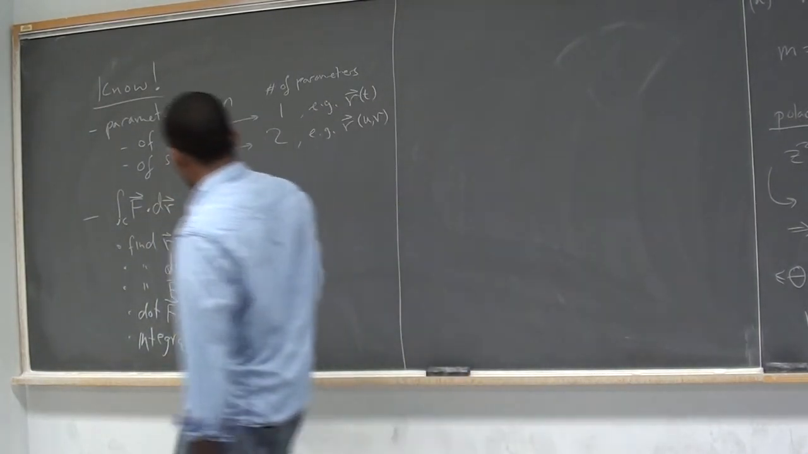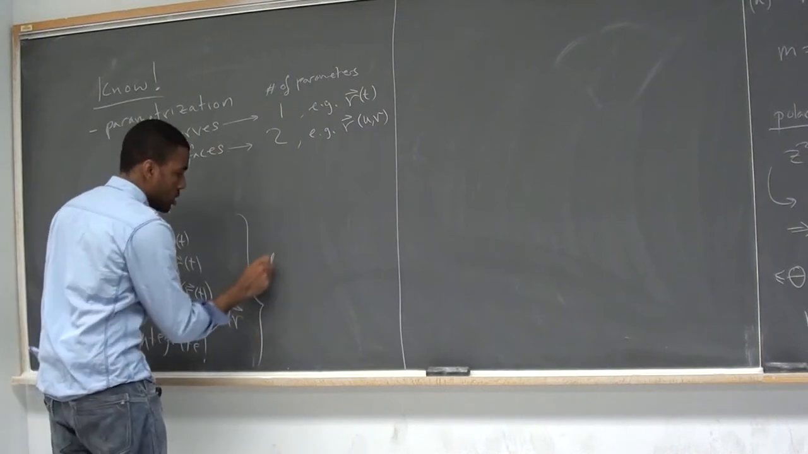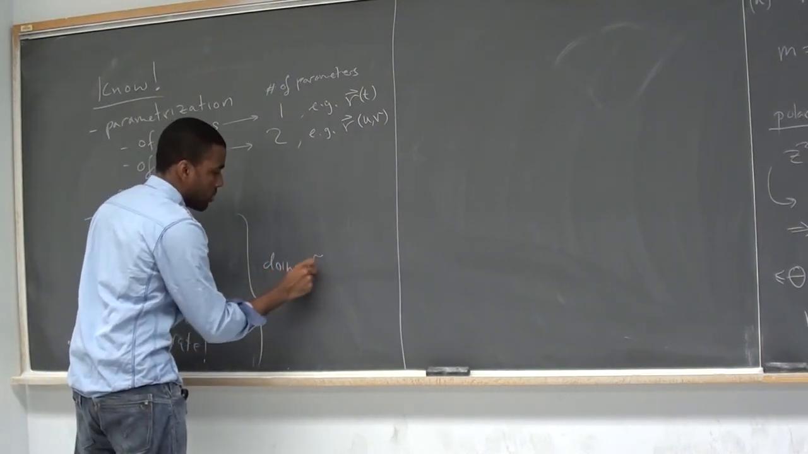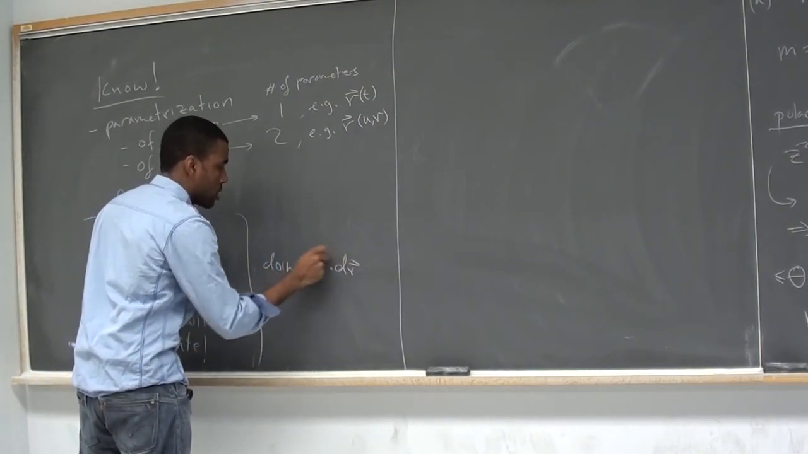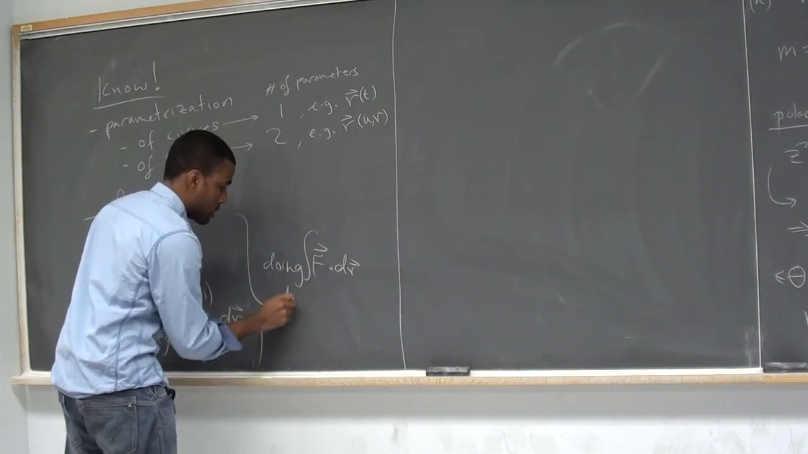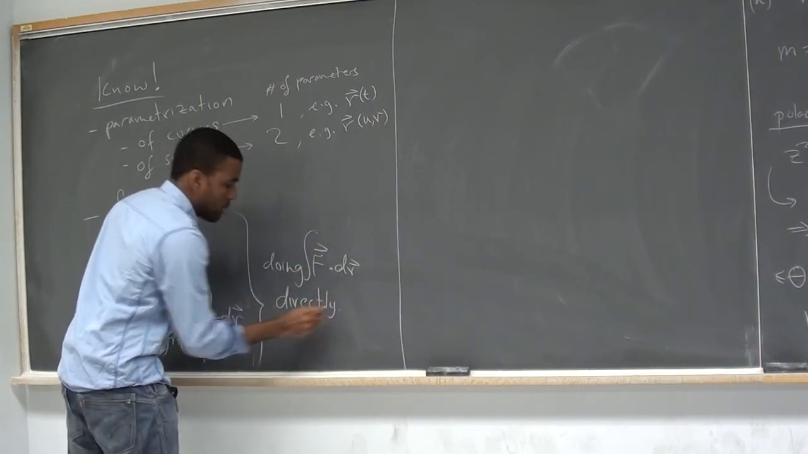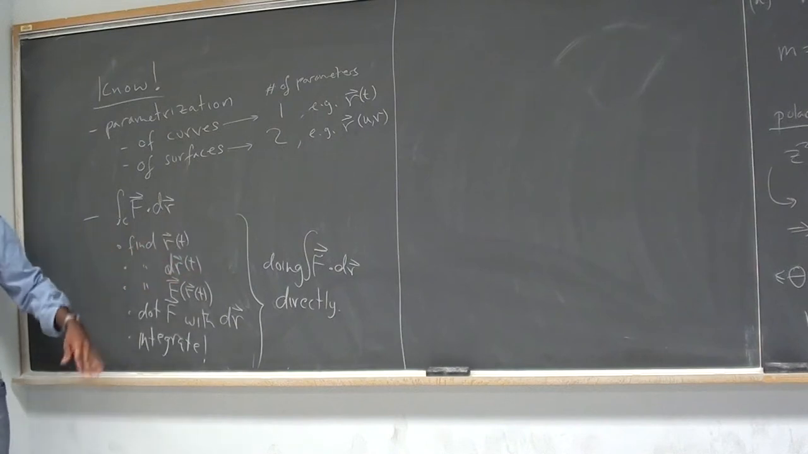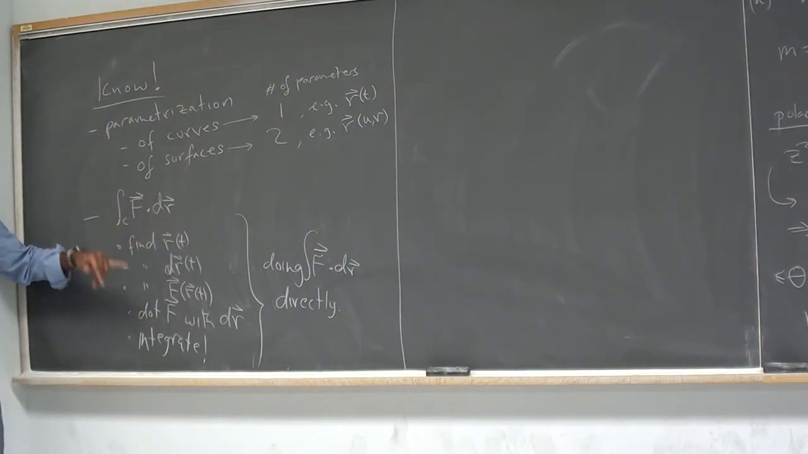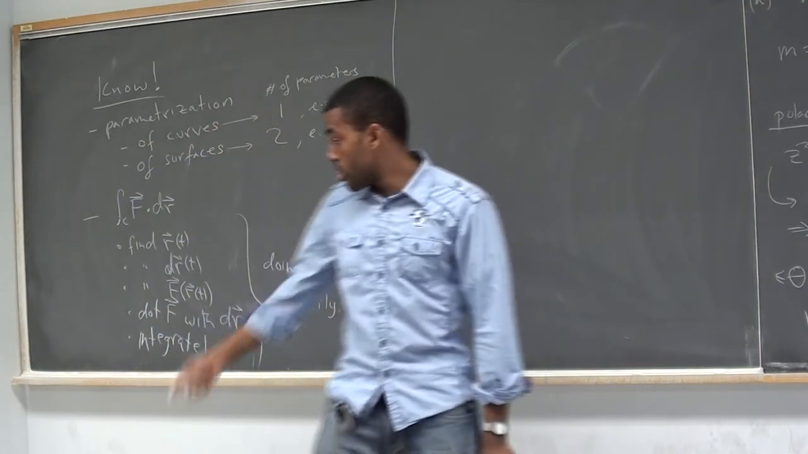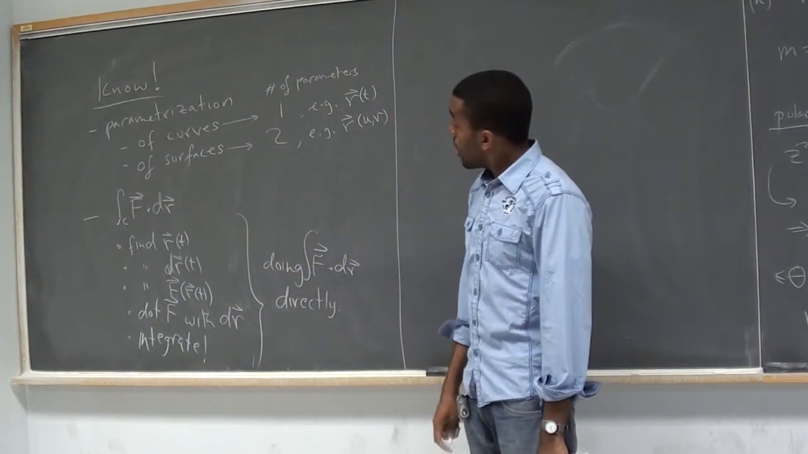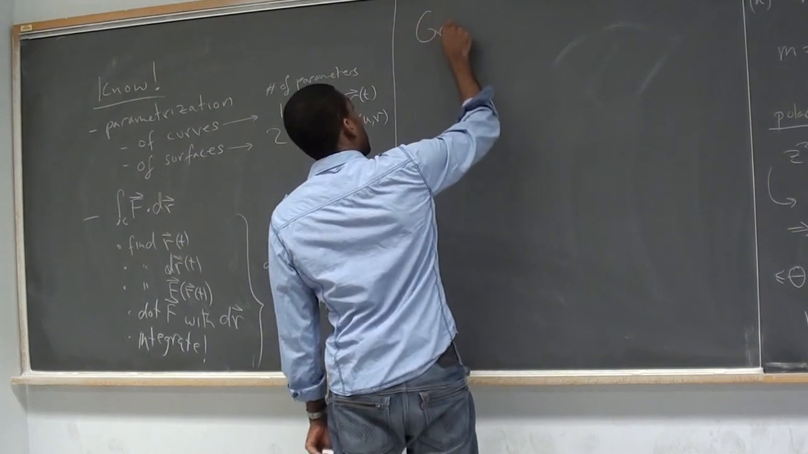This is talking about doing f dot dr directly, right? So for example, in part 2, when they say do f dot dr directly, they mean do this: parametrize, do the dot product, and integrate. Of course, there are other ways to do f dot dr. Green's theorem was one of them, or two, actually.